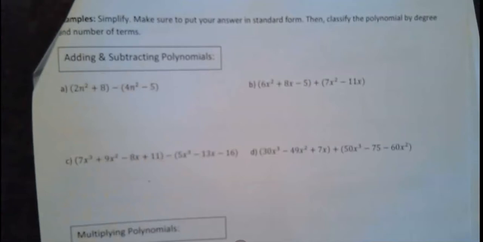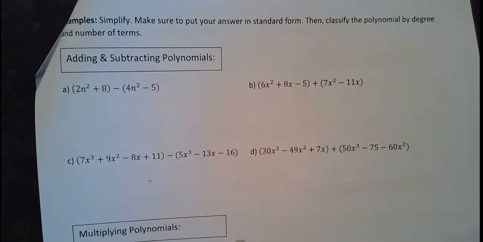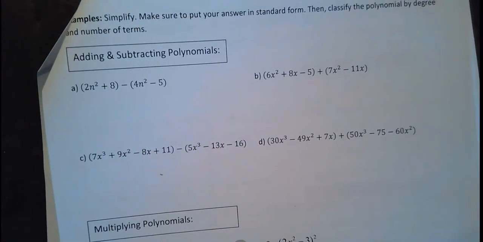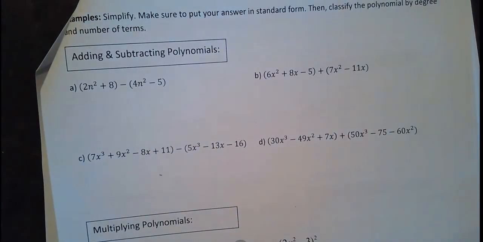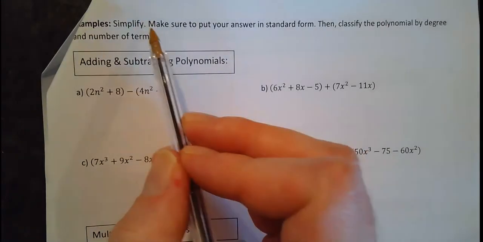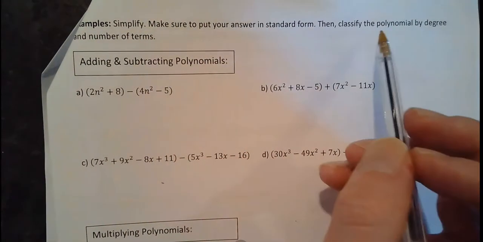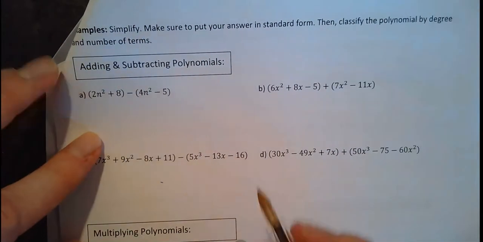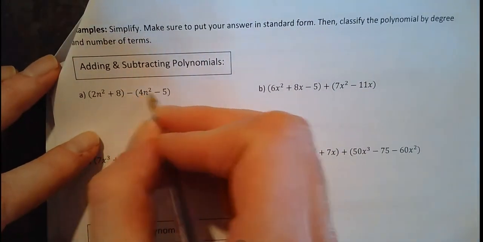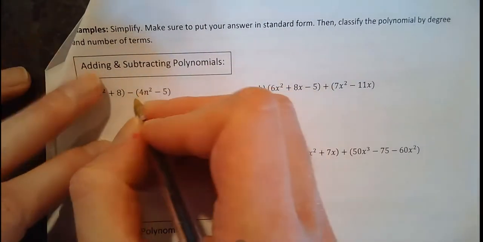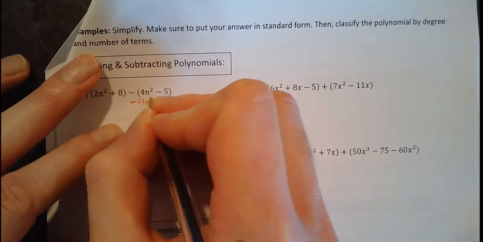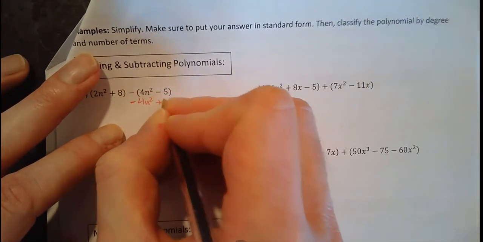Okay, so on the back side, again, a lot of this is going to seem like, oh, I've done this before. Like, we've been asked these questions before in Algebra 2, and you're right, you have been. But it says simplify, then make sure you put your answer in standard form, then classify. So first, I'm going to subtract. And remember, when you're subtracting a binomial, make sure you subtract both of these. So I'm subtracting 4n squared, and I'm subtracting a negative 5, which actually means plus 5.